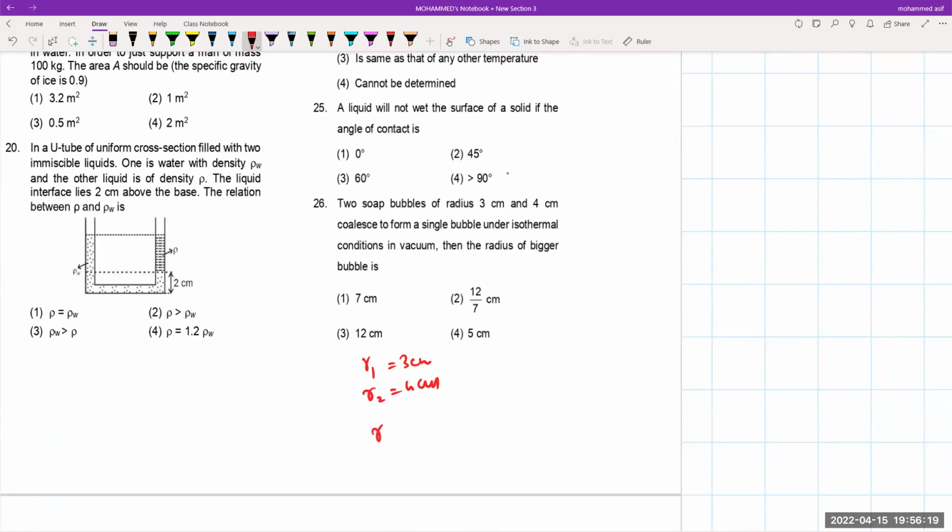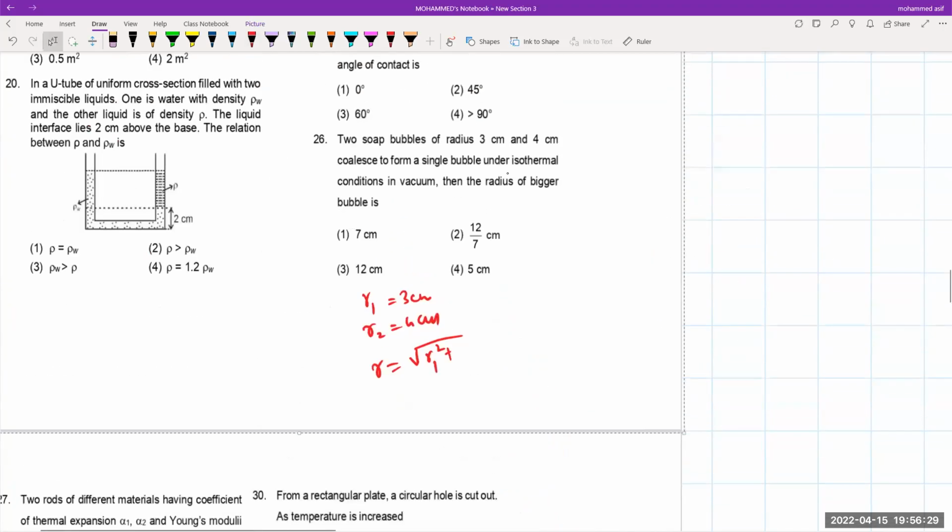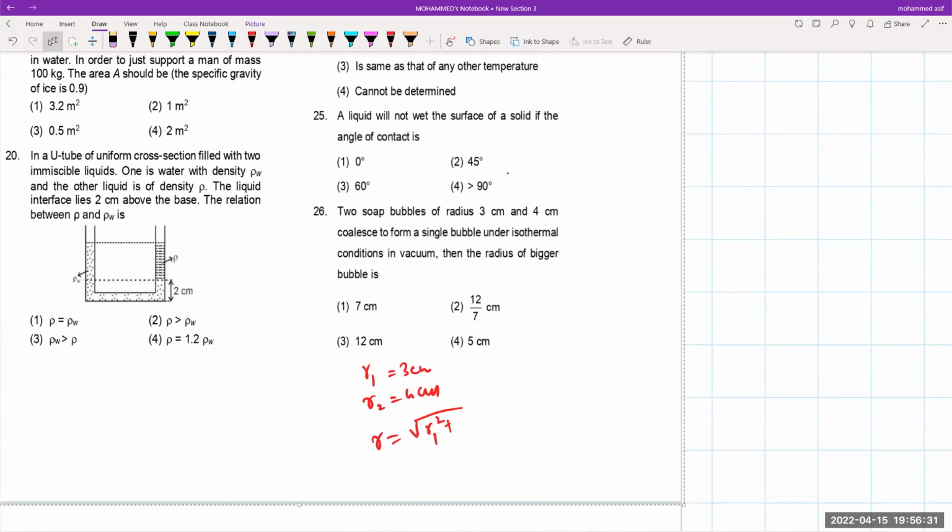याद है आप लोगों को, R is equal to under root of R1 square plus R2 square, that is equal to under root of 3 square plus 4 square. तो कितना आ जाएगा, under root of 9 plus 16, that will be equal to root 25, यानी that will be equal to 5 centimeters will be the answer. That's it.